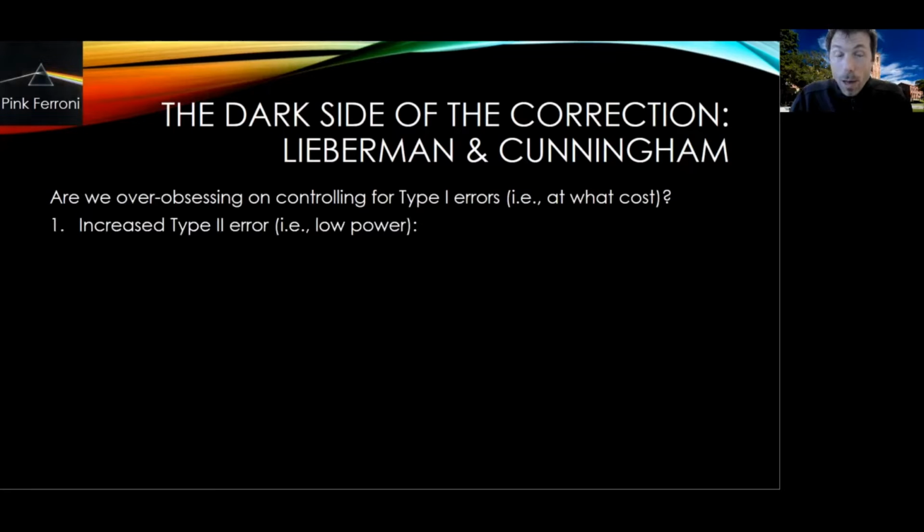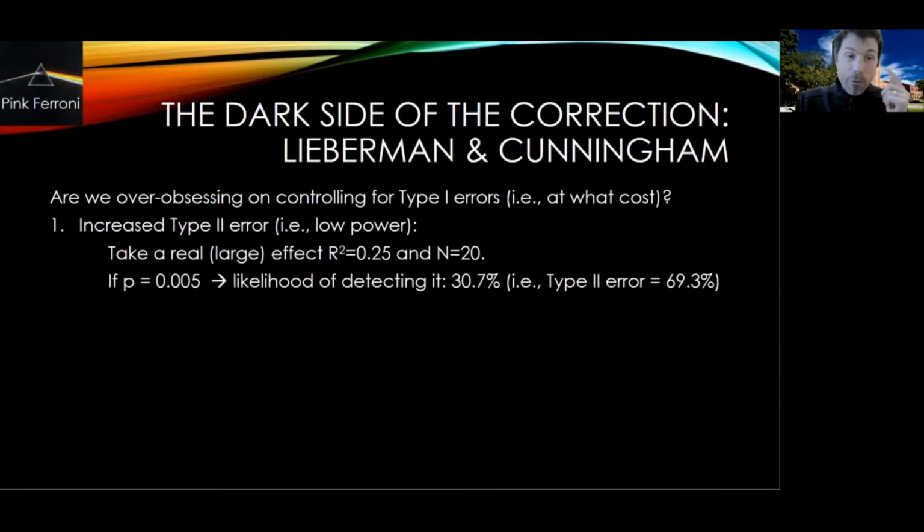Indeed, they say, well, the first obvious problem with cranking the dial on our p-values, making them so stringent, is that we are obviously increasing type 2 error, meaning we're losing power, we're losing sensitivity. And they make this example. Take a real effect, in fact, take a large effect, R square of 0.25, that means a correlation of 0.5, and 20 participants. If you were to threshold that effect at 0.005, the likelihood of detecting it would be just about 30%. So giving you just about 70% type 2 error.